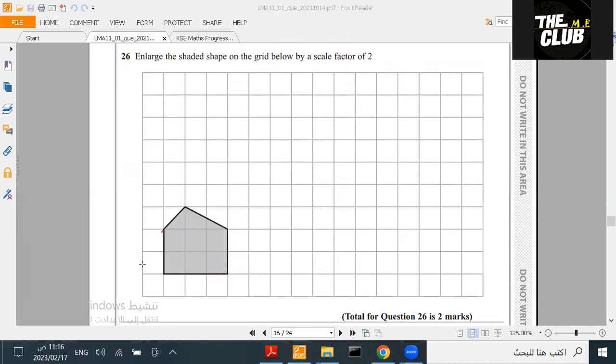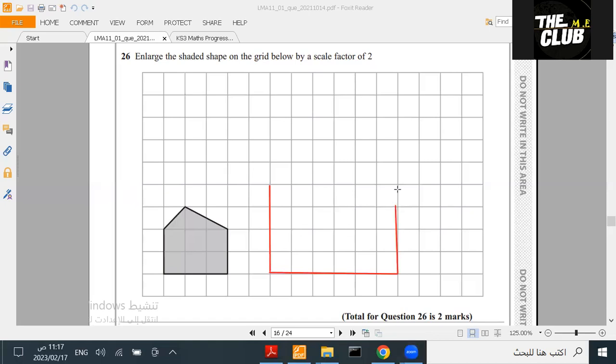This line is how much? This line is 2, right? Let's start with the base first. The base is how many? 3 boxes. When I multiply it 2 times, because the scale factor is 2, it's going to be 6 boxes. So I'm going to go 1, 2, 3, 4, 5, 6. I'll put it like this. Same idea here. 2 multiplied by 2 to get 4. 1, 2, 3, 4. Same idea here. 2 multiplied by 2 is going to be 4.